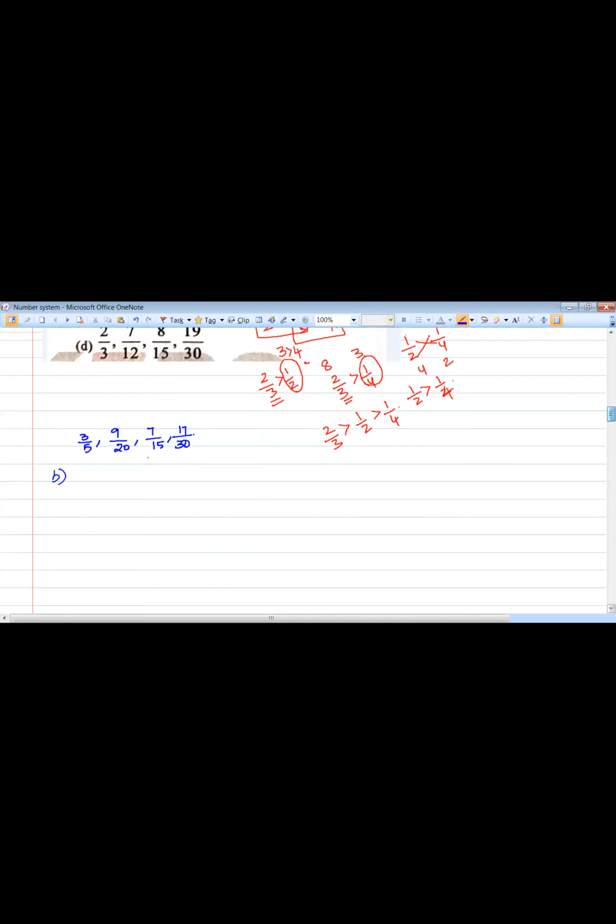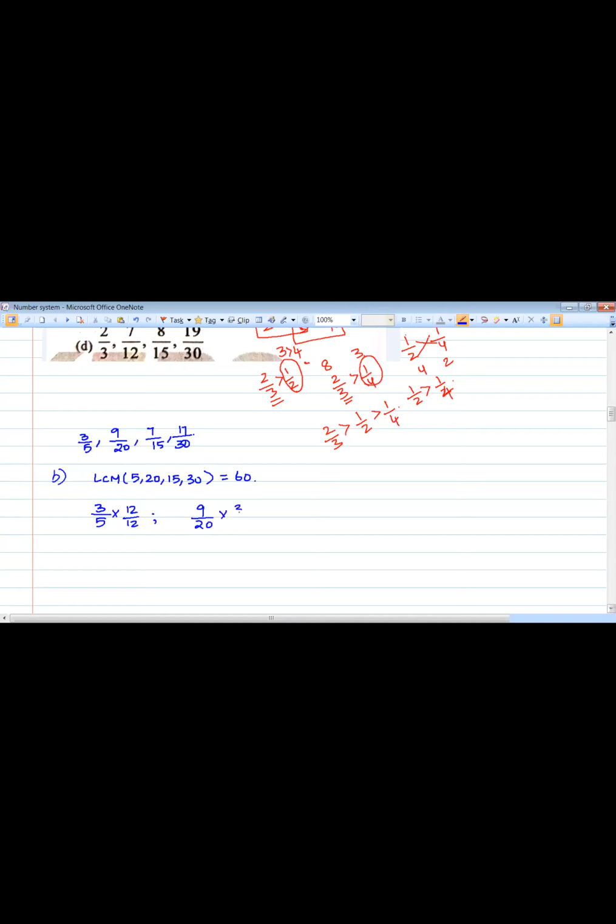No issues. Okay, first of all, if only 3 fractions are there, we can easily do it by the shortcut method. But here we have 4 fractions. So basically you will get confused if you use the shortcut method for 4 fractions. So let's find out how to get the answer using LCM. First of all, LCM of 5, 20, 15, 30 is equal to 60. Right?